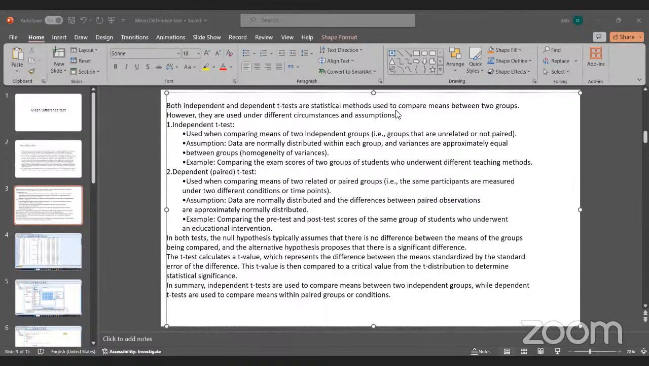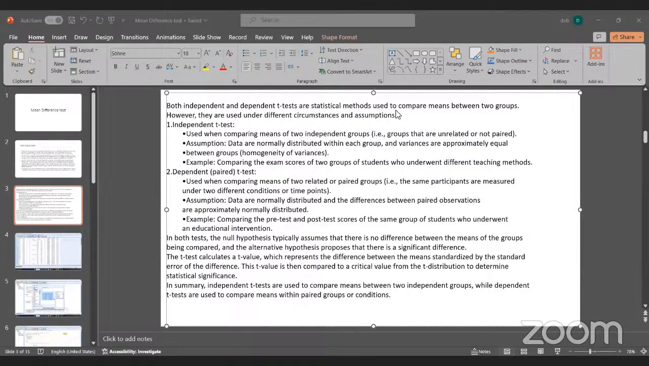In both tests, the null hypothesis typically assumes that there is no difference between the means of the groups being compared, and the alternative hypothesis proposes that there is a significant difference. The t-test calculates a t-value which represents the difference between the means standardized by the standard error of the difference. This t-value is then compared to a critical value from the t-distribution to determine statistical significance. In summary, independent t-tests are used to compare means between two independent groups, while dependent t-tests are used to compare means within paired groups or conditions. Very good.